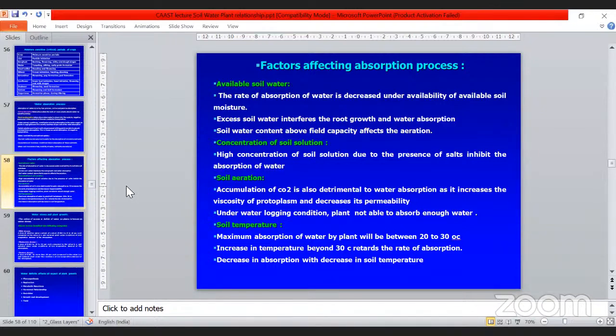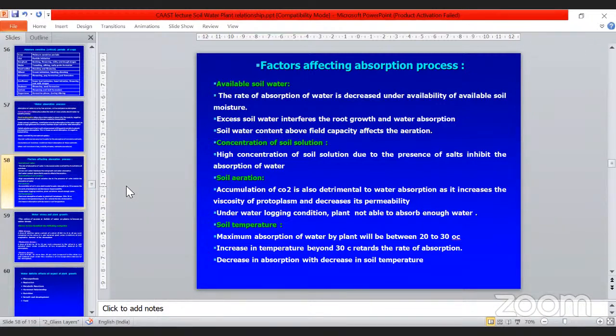High concentration of soil solution due to the presence of salts inhibits the absorption of water. In case of saline and alkaline condition of the soil, the water absorption is less, and crop growth is inhibited just because of that salinity or alkalinity. Soil aeration, accumulation of carbon dioxide is also detrimental to water absorption, as it increases the viscosity of the protoplasm and decreases its permeability.